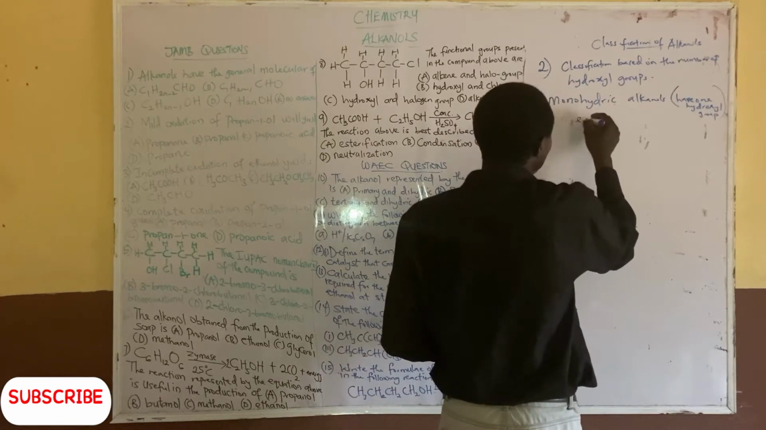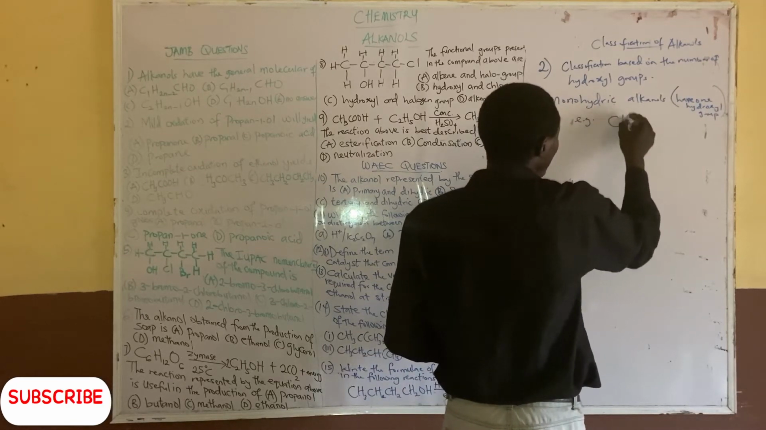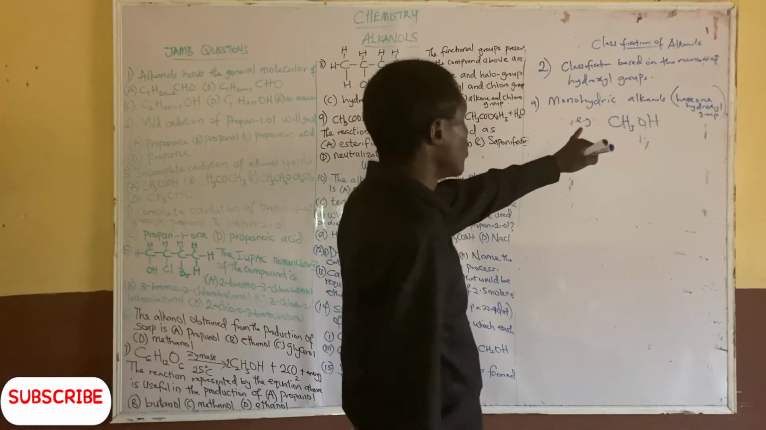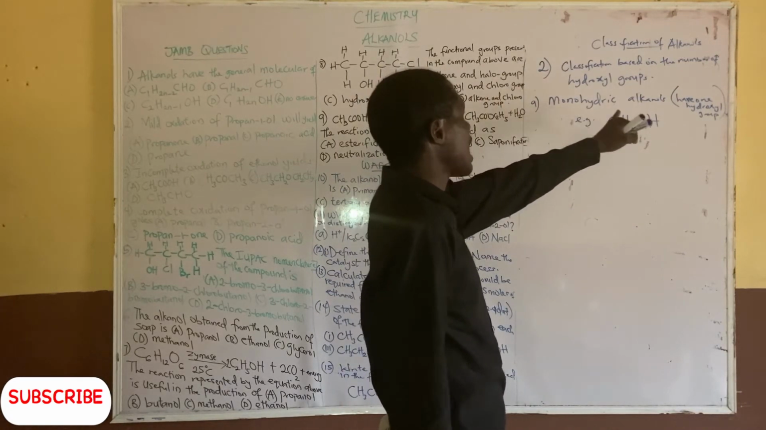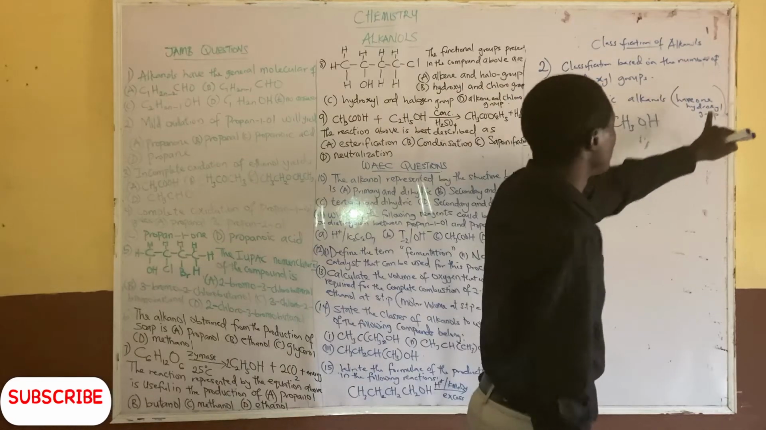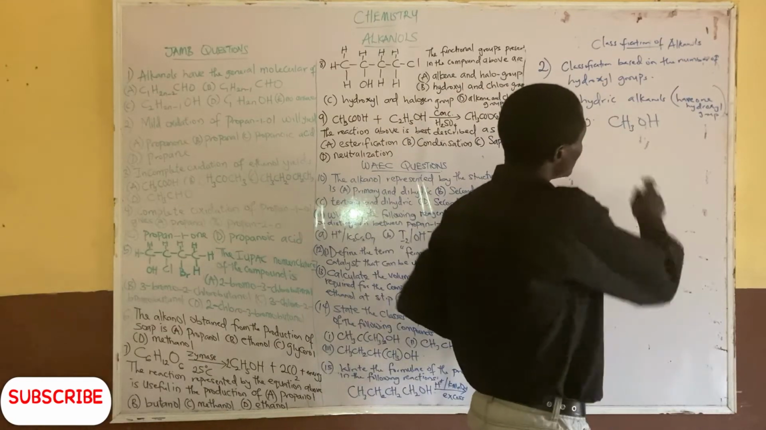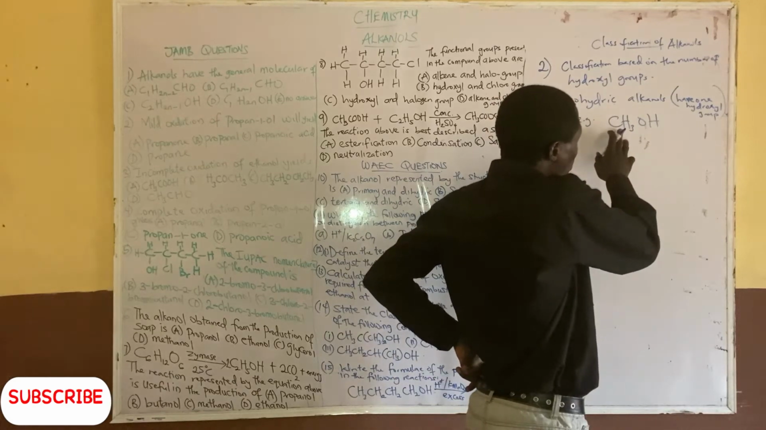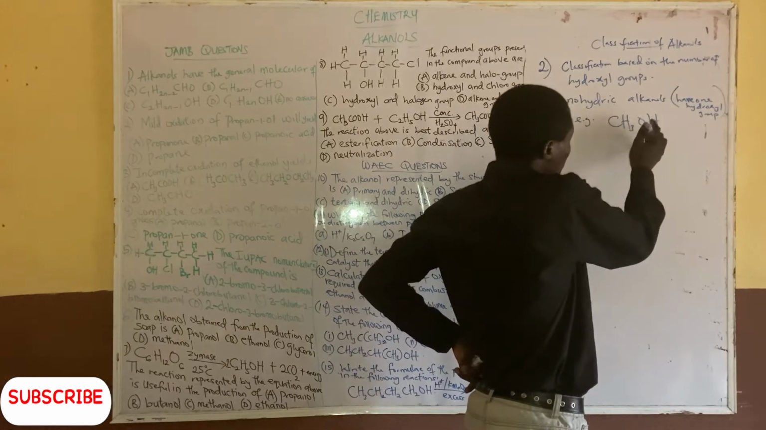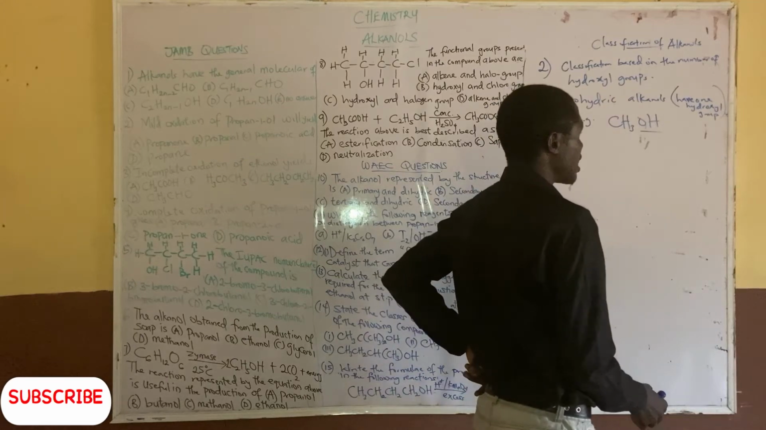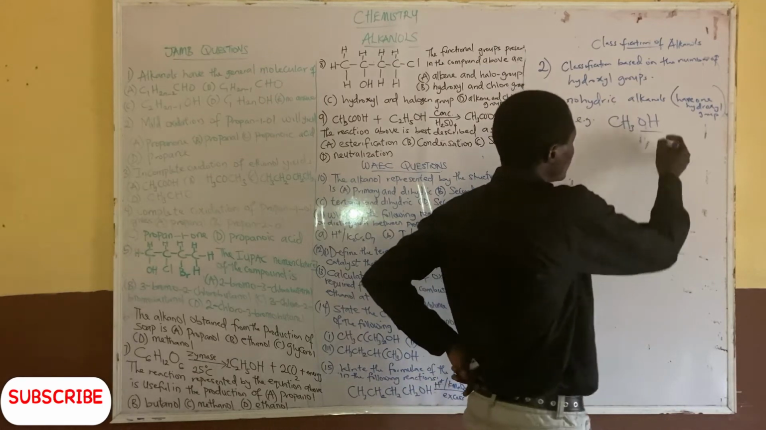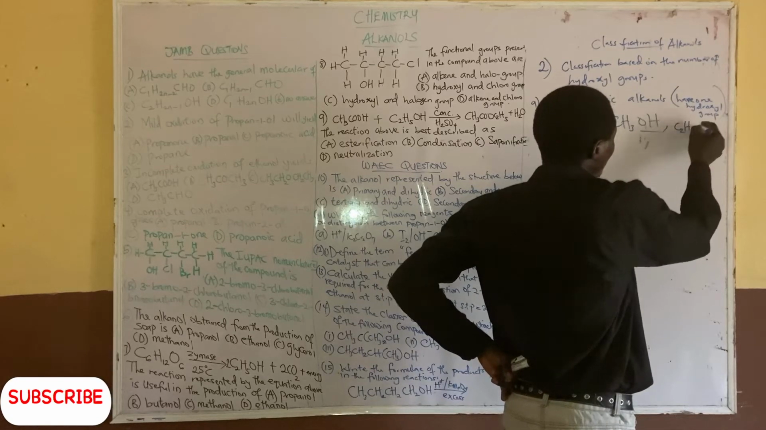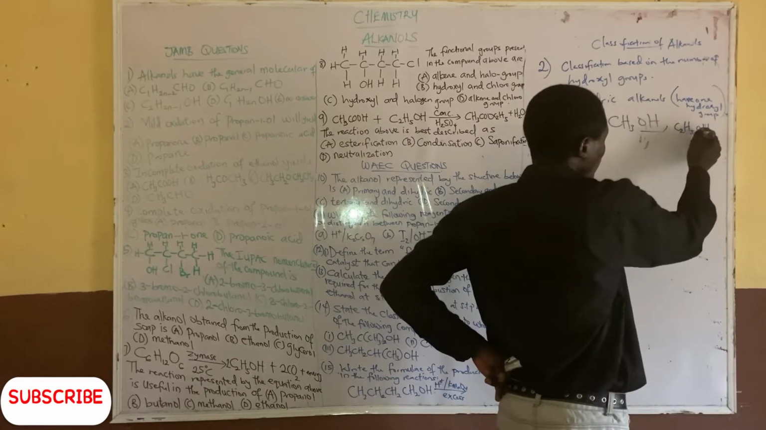For instance, methanol, CH3OH. This is methanol. Monohydric alkanols have one hydroxy group. Methanol, CH3OH, contains only one hydroxyl group. Another example is ethanol, C2H5OH. It also contains one OH.